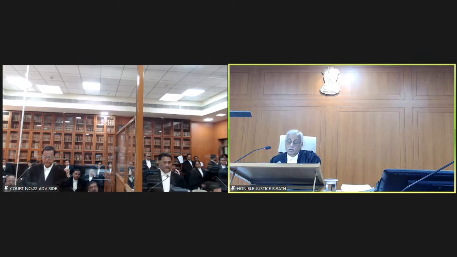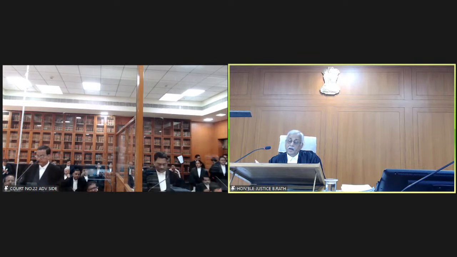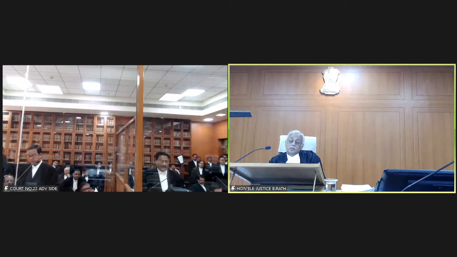Next one is also the same, only the mutation case is different. It was filed in 2021, and my lordship decided it on 31/5/2021. The sale deed was executed by the dead person, the vendor. Another application was filed, and it was disposed of on 27/4/22.